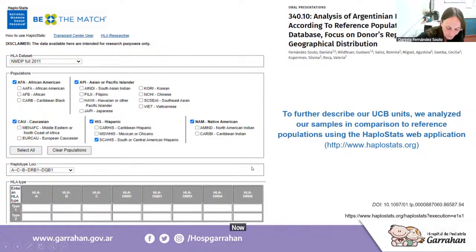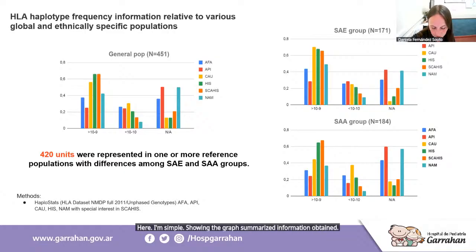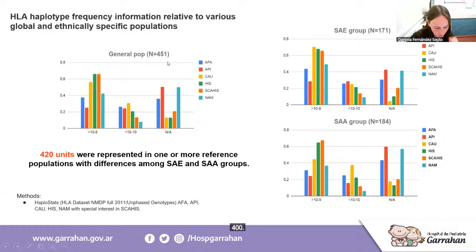Now, let's see the haplotype results. Here, I'm simply showing the graph summarizing information obtained on HLA haplotype frequencies in relation to various global and ethnic-specific populations. What I'd like to highlight is that out of 451 umbilical cord blood units analyzed, only 420 showed frequencies in one or more of the reference populations.